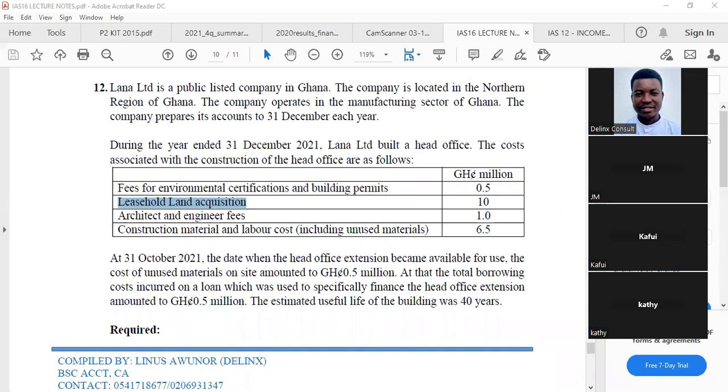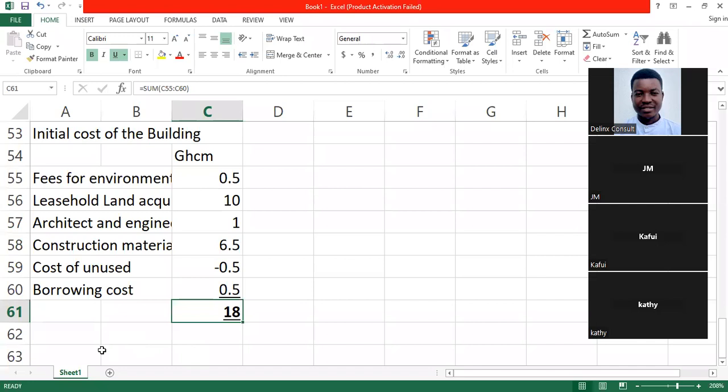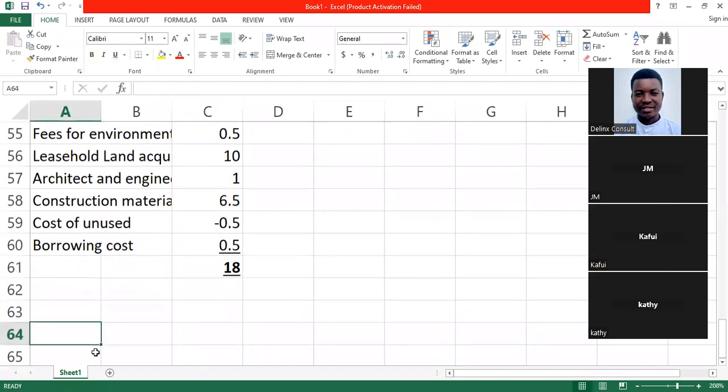But leasehold, lease. The person can say, okay, this is a company which is operating in the northern region and they don't have land. They go to a land commission to take the land for 40 years and they pay 10 million. So it means that after the 40 years, they are not going to have access to the land again. Let's move on. So let's assume that we're not going to depreciate the land.